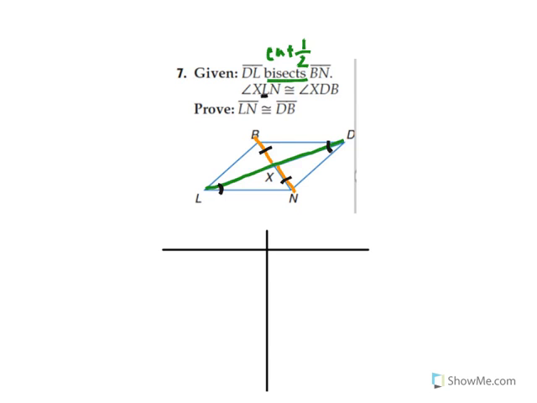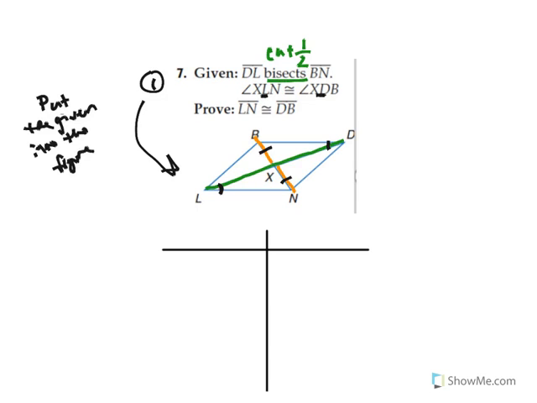Remember, the letter in the middle is the vertex. Okay? That's how we read angles. That's how we write angles. Gotta know that by now. There we go. Okay, now we have done the first step. We put the given into the figure. First step, put the given into the figure. Now the next step, step 2, is we pick our postulate.